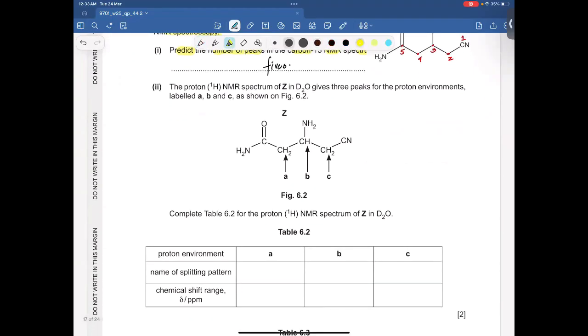The proton NMR spectrum of Z in D2O gives 3 peaks for the proton environments A, B, and C as shown. Complete table 6.2 for the proton NMR of spectrum Z. Okay. In D2O, this peak will disappear. All right. Now let's apply the n+1 rule on this. We have 1 hydrogen atom on the neighbor carbon. So it's going to be 2. It's going to be a doublet.